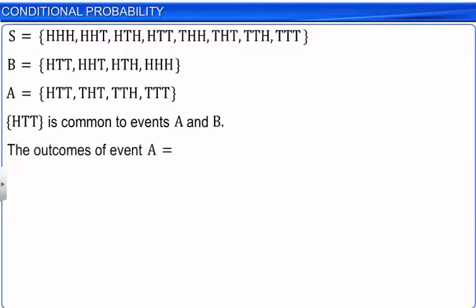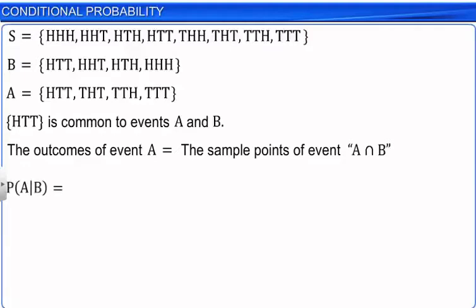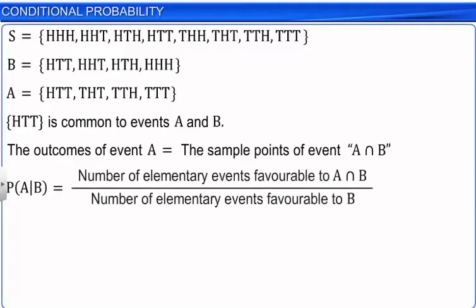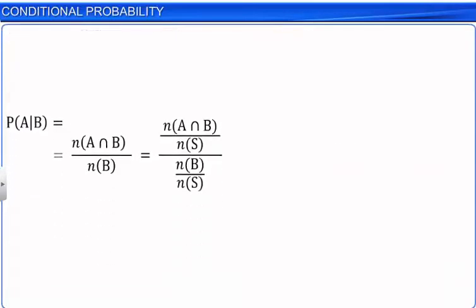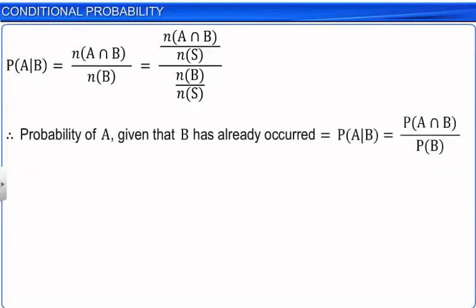Or, the outcomes of event A are the sample points of event A intersection B. Thus, the conditional probability of A given B can also be written as the number of elementary events favorable to event A intersection B divided by the number of elementary events favorable to event B. This is equal to the cardinal number of A intersection B divided by the cardinal number of B. On dividing the numerator and the denominator by the cardinal number of S, we get the probability of event A intersection B divided by the probability of event B.